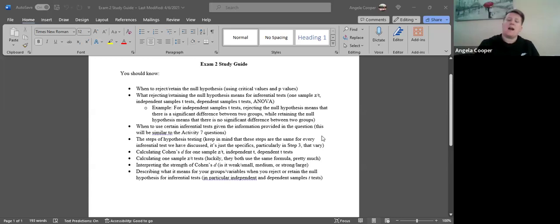And then for ANOVA, we have the null that all the groups are equal: mean 1 equals mean 2 equals mean 3. And then the alternative is saying, no, mean 1 might not equal mean 2, does not equal mean 3. So they're not all the same.